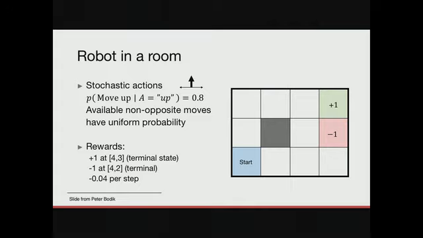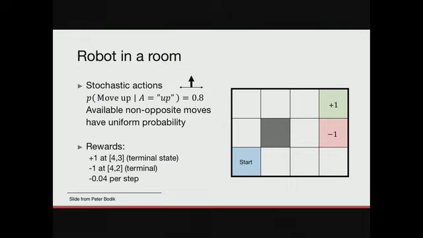For each step that the robot takes, it incurs a 0.04 negative reward. So that says essentially that if you keep going for a long time, your reward will be bad. The value of the policy will be bad. So you want to be efficient. Basically, you want to get to the green thing. That's one part of it. But you also want to do it quickly.